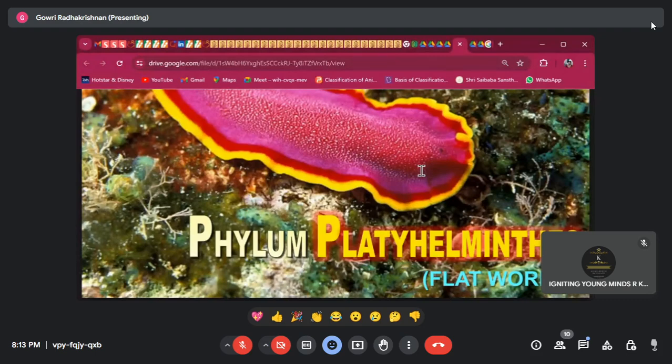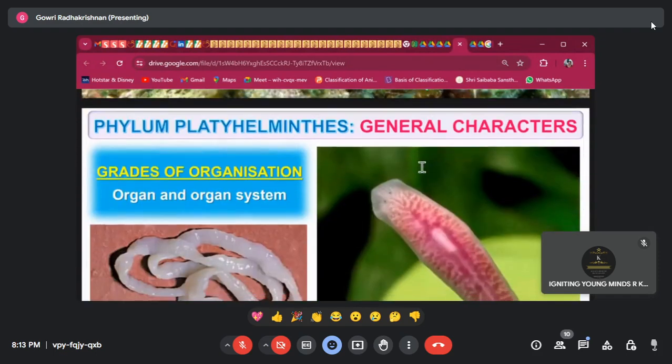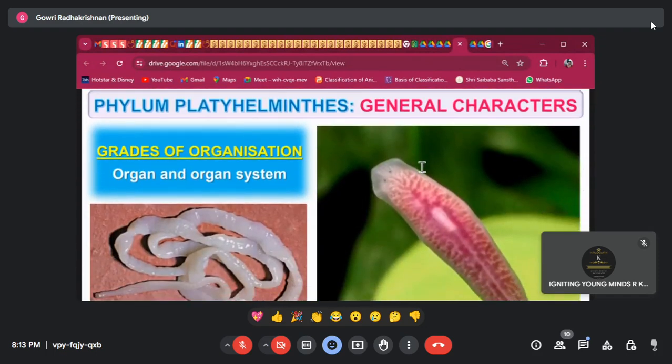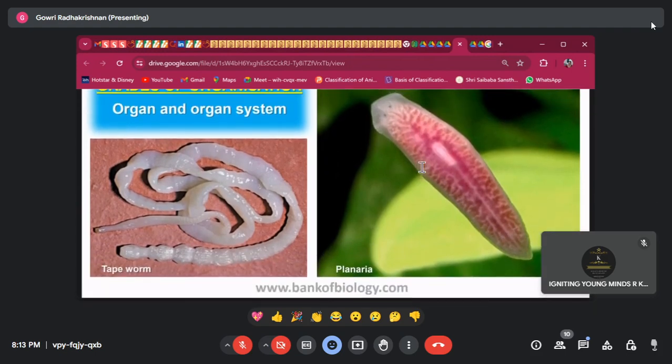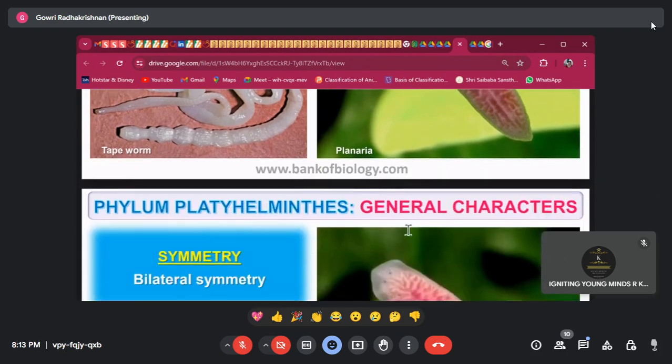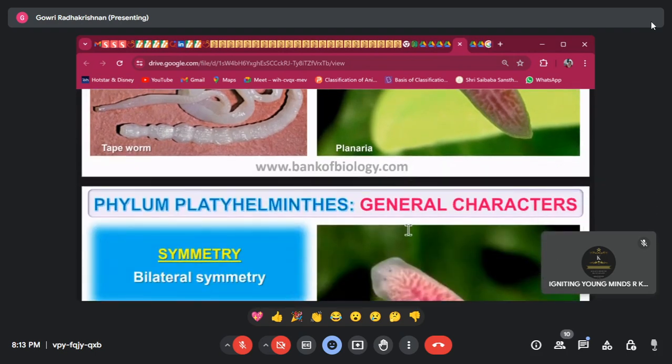Next, we are going to see Platyhelminthes, that is flatworms. They exhibit grades of organization, organ and organ system. This tapeworm is parasitic and planaria is free living. Generally, they are called endoparasites. That means they live inside some animal.